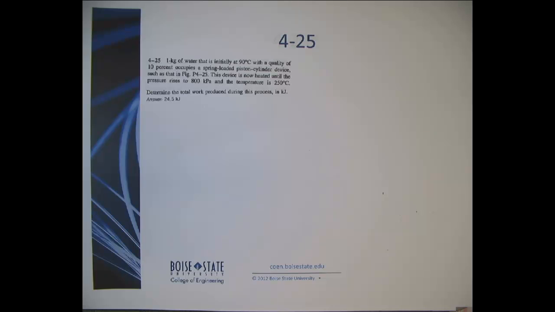425. 1 kg of water that is initially at 90 degrees C with a quality of 10% occupies a spring-loaded piston cylinder device such as shown in the figure which you can see from your book. This device is now heated until the pressure rises to 800 kilopascals and the temperature is 250 degrees centigrade. You are asked to determine the total work produced during this process in kilojoules.